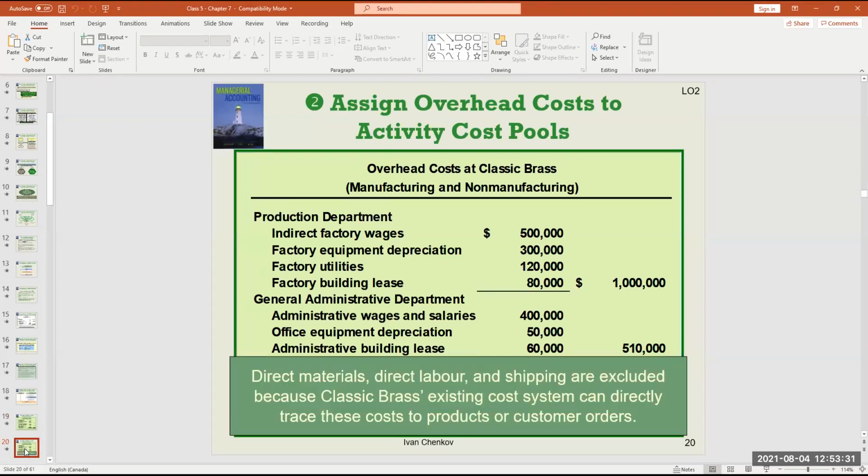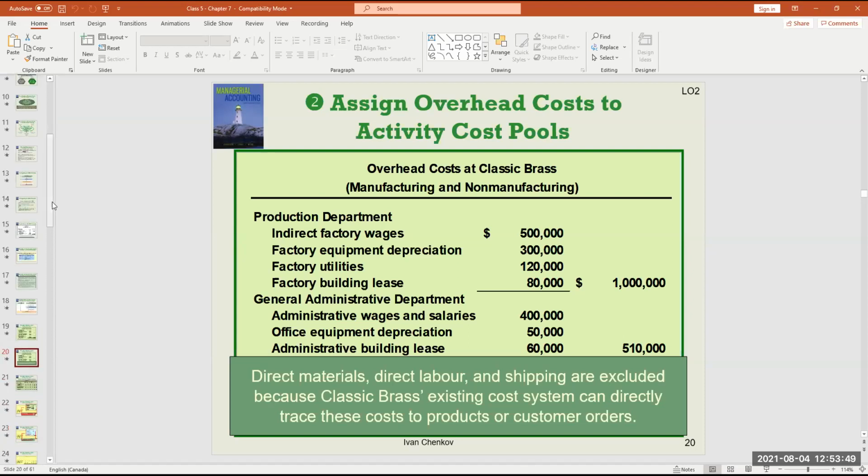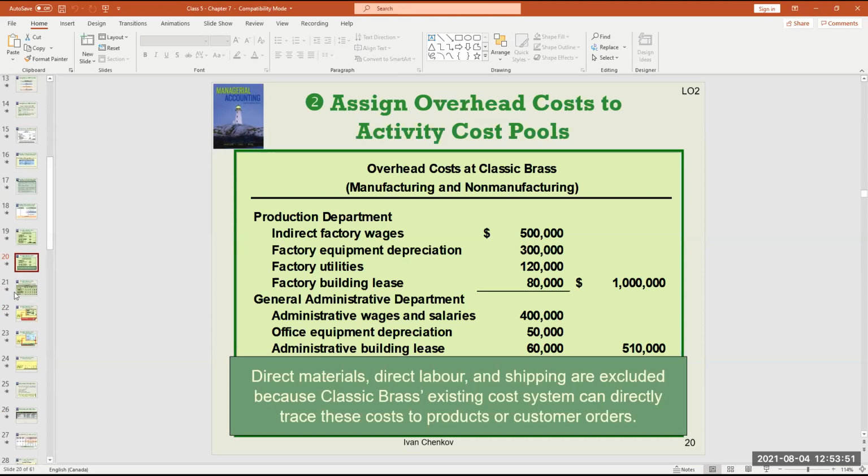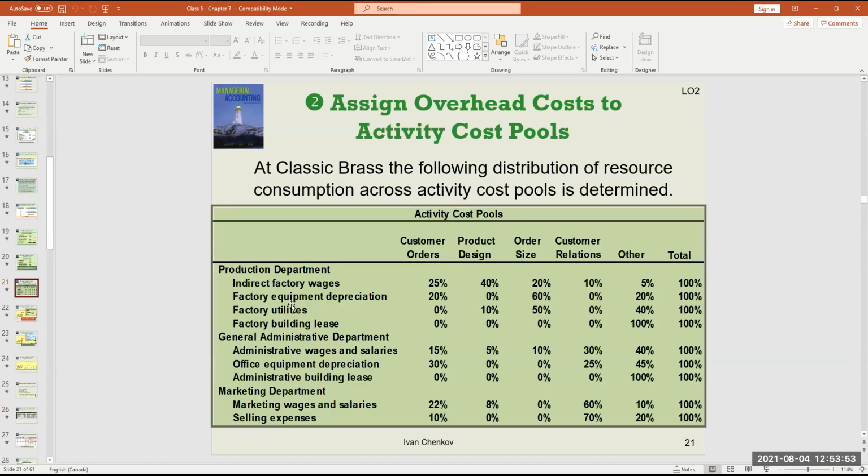After that, direct material, direct labor, and shipping costs are excluded because those are direct costs, and they can be easily traced directly to the product. So we're not going to allocate direct material, direct labor, and shipping. So where are we going from here? We have our activities, correct? Yes, Professor. So now we start getting the activity cost pools.